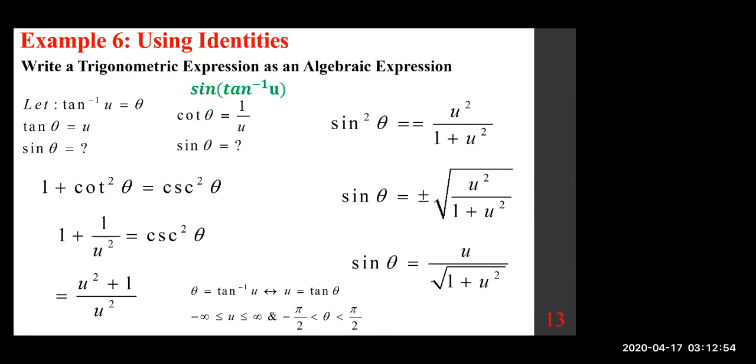Why is that? Because sine and tangent both go from negative pi over 2 to pi over 2. Therefore, they both have the same sign. If tangent is negative, so is sine. If tangent is positive, so is sine. So that takes care of the business. Okay?